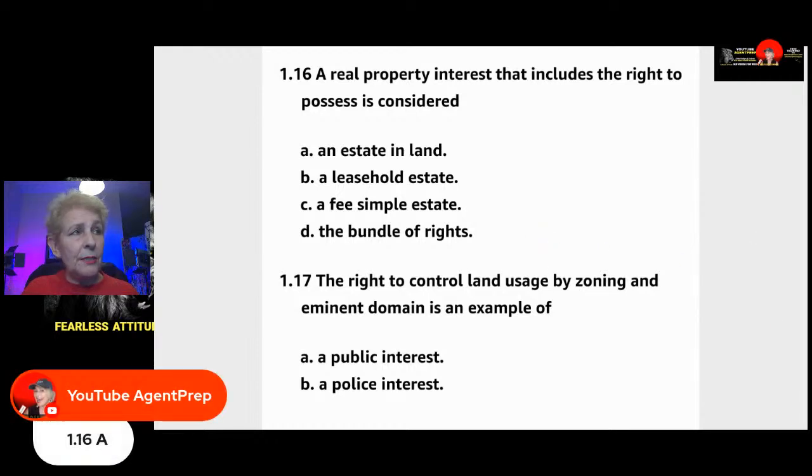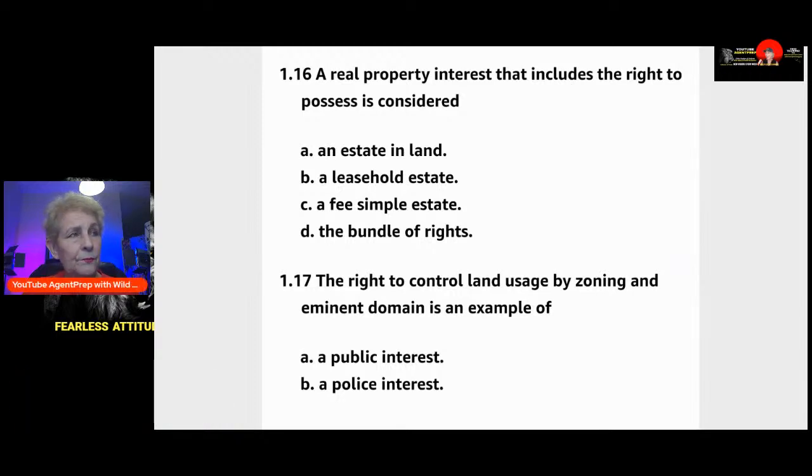So the answer is A, an interest in land. So go back and review the vocabulary for fee simple, estate, and the bundle of rights. And leasehold estate and an estate in land. So an estate in land that they could possess is they have an interest in land.